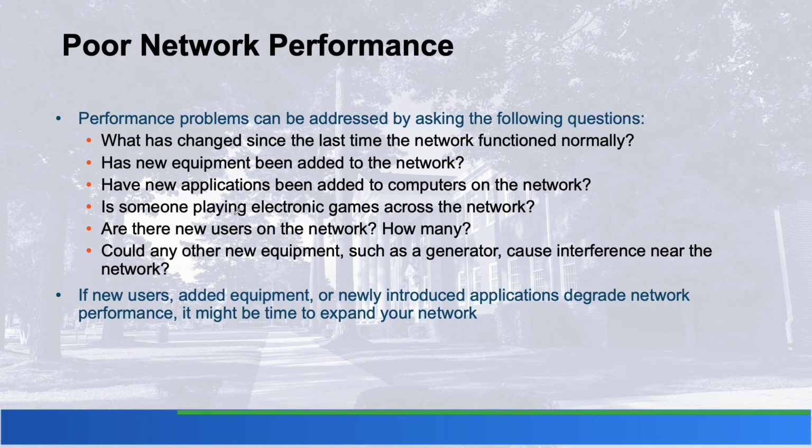So when you're having performance problems, these questions should help you out. What has changed since the last time the network functioned normally? Has new equipment been added to the network? Have new applications been added to the network? Is someone playing electronic games across the network? Or like I said, watching Netflix or videos? Are there new users on the network? Can any other new equipment, such as a generator, cause interference near the network?